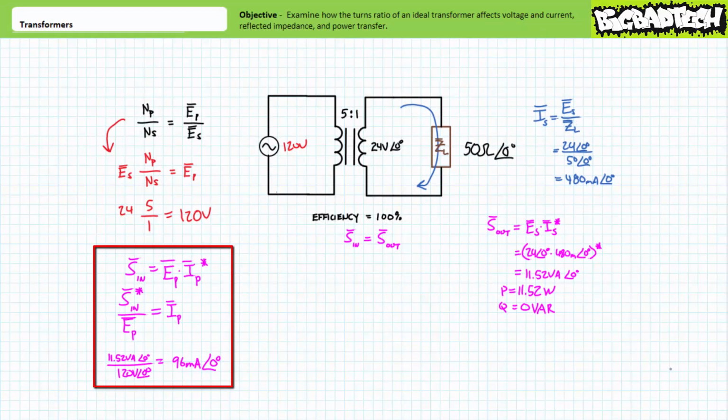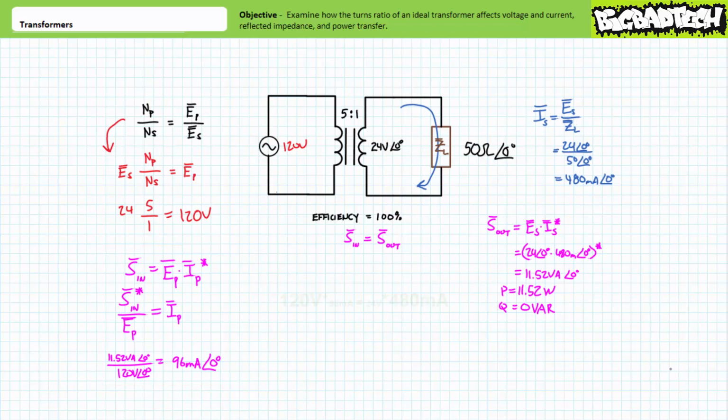Given apparent power is the complex conjugate of the voltage times the current, we can substitute our given values and solve for the current. Doing so yields a current of only 96 milliamperes drawn from the source by the primary winding. This makes perfect sense. For this step-down transformer, the primary provides high voltage, low current input, where the input power, the product of voltage and current, is 11.5 volt amperes.